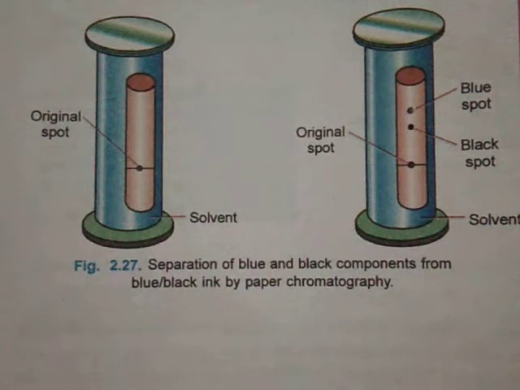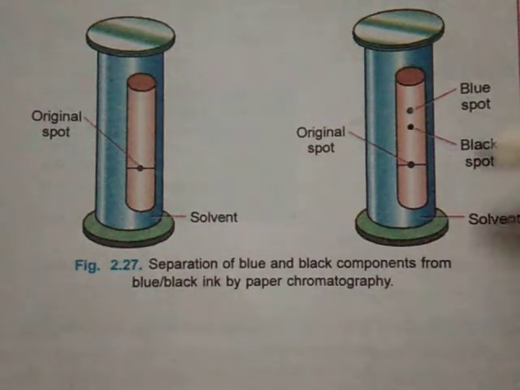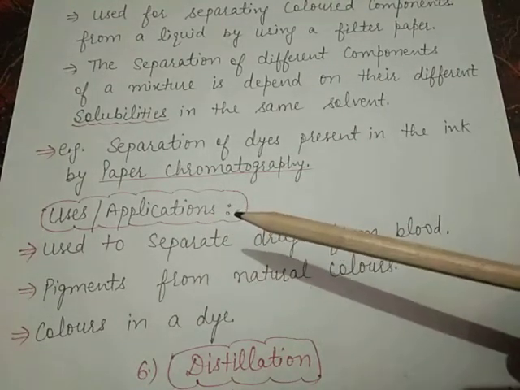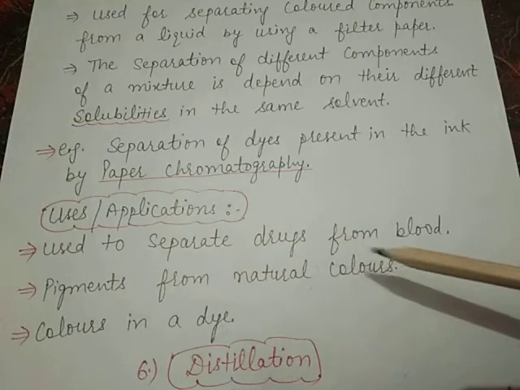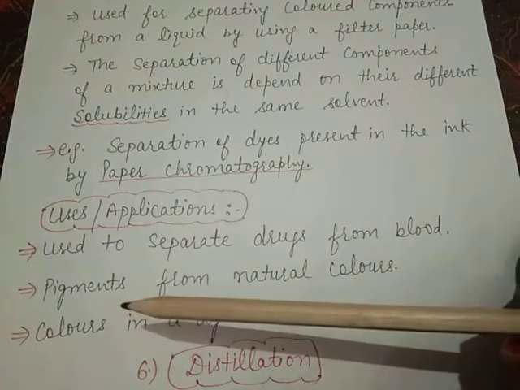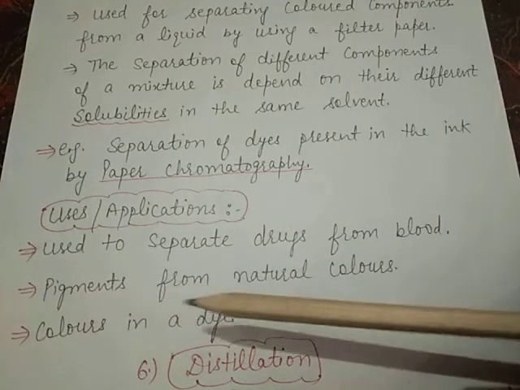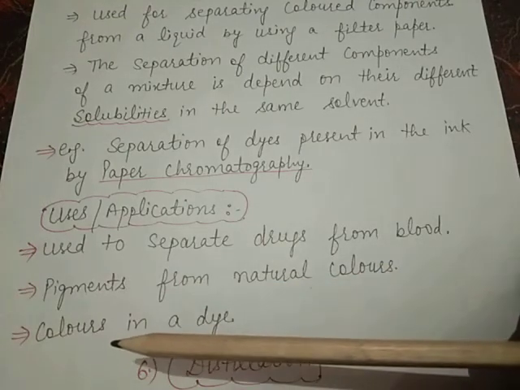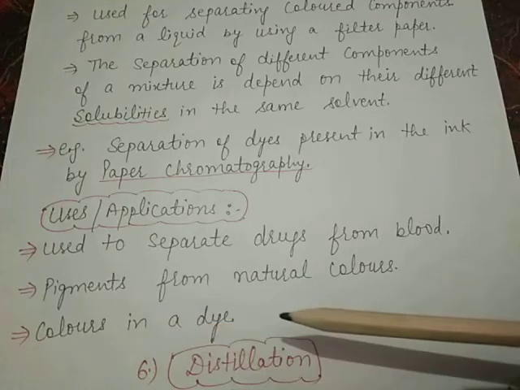By the help of this chromatography, we can easily separate out the colored component from a liquid solution. Now, what are the uses or applications of the chromatography method? Chromatography is used to separate the drugs from blood. It is also used to separate the pigments from natural colors. It is also used to separate the colors in a dye.